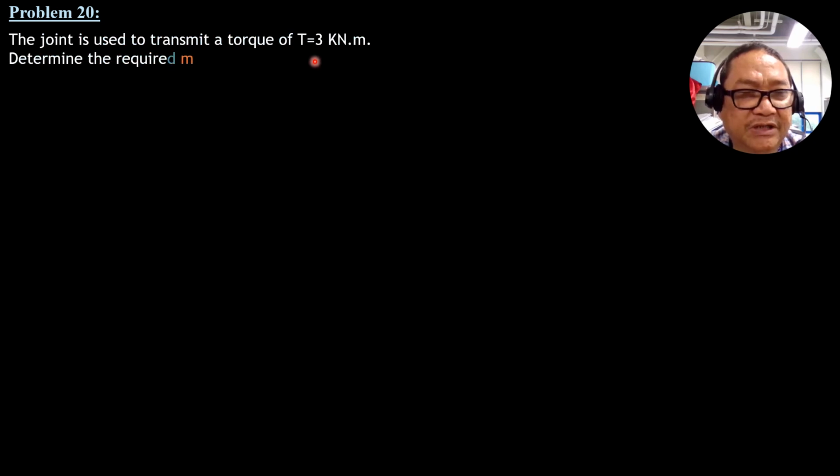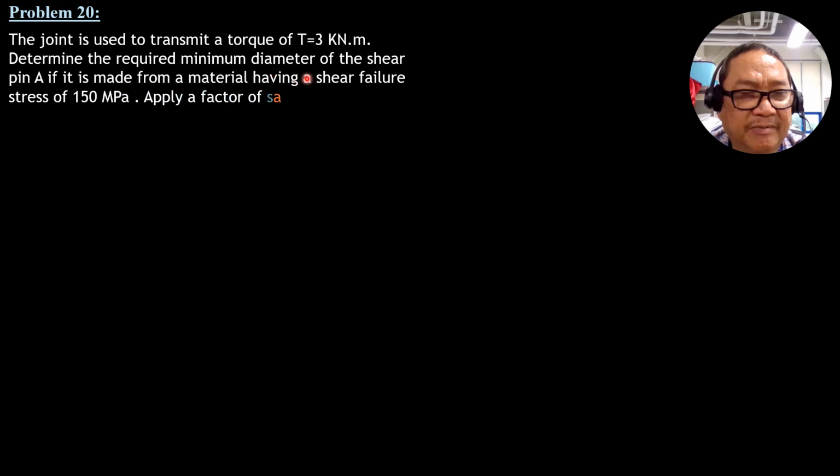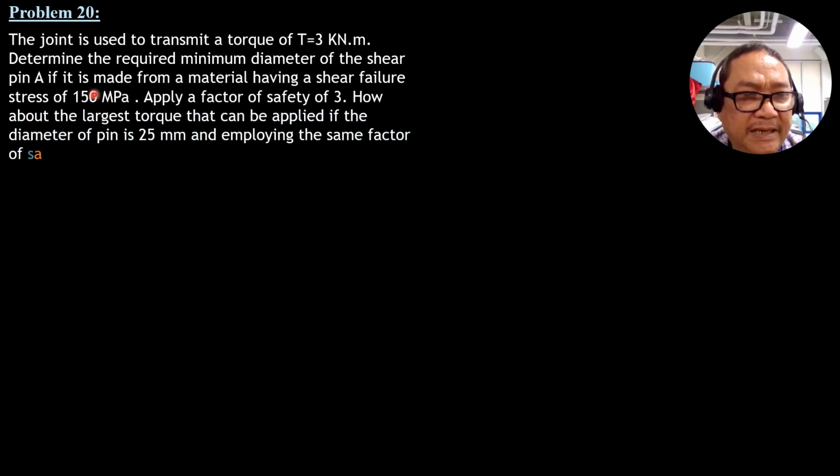So this is part B of problem 20. The joint is used to transmit a torque of 3 kN meter. Determine the required minimum diameter of the shear pin A if it is made from a material having a shear failure of 150 megapascals. Apply a factor of safety of 3. How about the largest? I answer in this video this part.